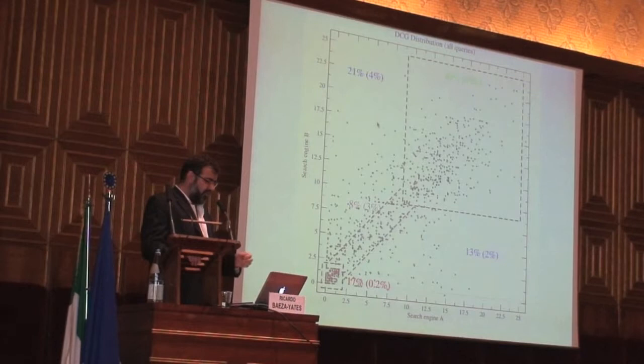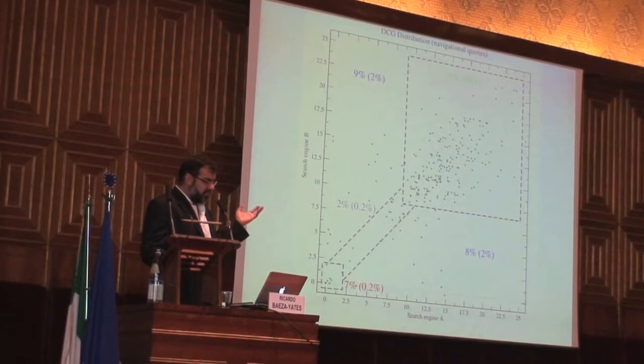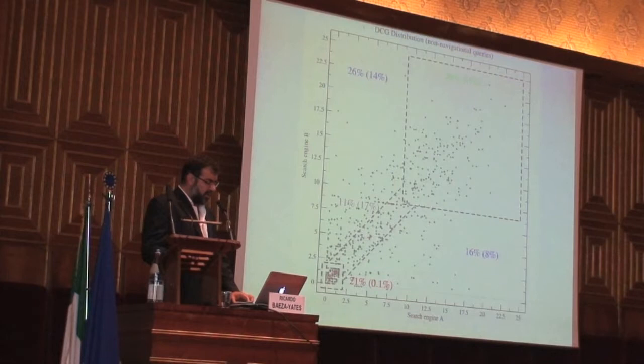And of course, they are against these two numbers. Navigational queries are solved much better. So 96% of the navigational queries are already solved. Of course, non-navigational queries are the hard ones. Only 61% are solved, 39% are not solved, and here is where you have the largest disruptive sets.